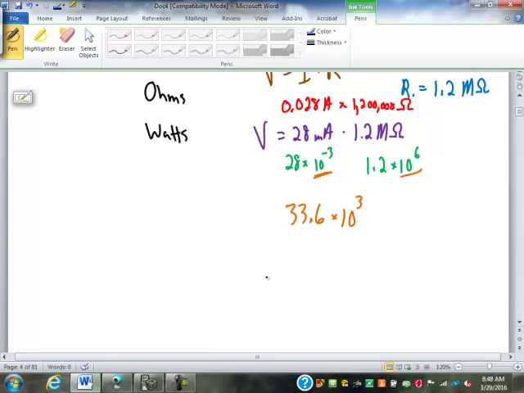Okay. So that means this is now, of course, this is volts because an amp times an ohm is a volt. This is 33.6 times 10 to the third, which is kilovolts. That is our voltage. So you can work with those metric prefixes by using the powers of 10 and what we learned before with combining those powers.